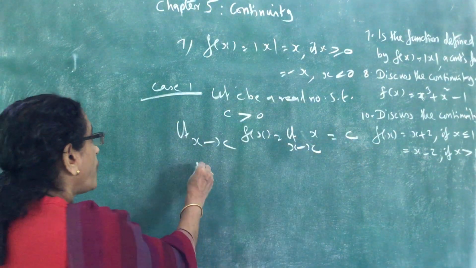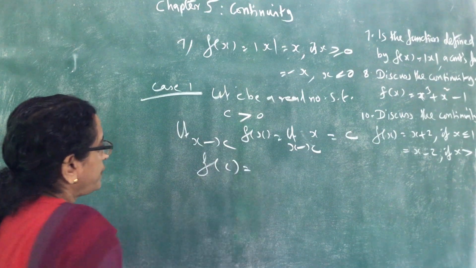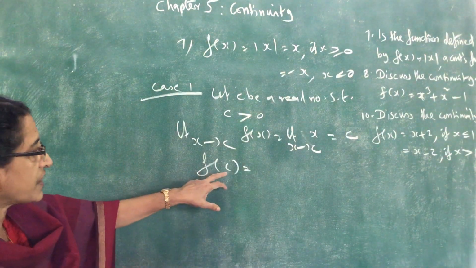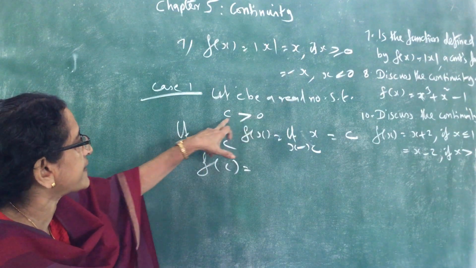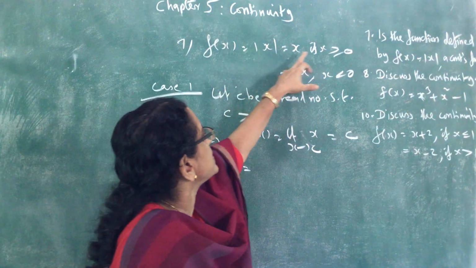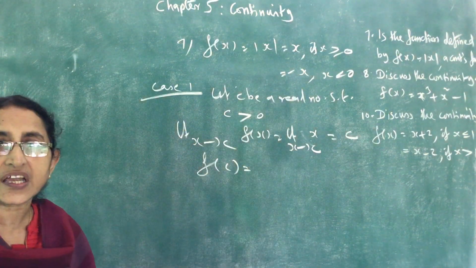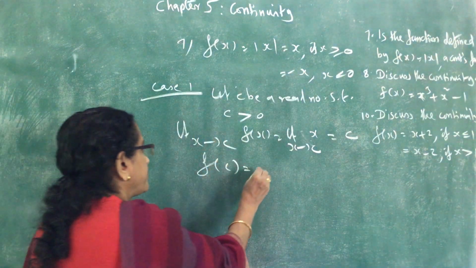Now we want to find f of c. f of c means the value of the function f of x when x equals c. Here we know c is a number which is greater than 0. So what is f of x when x is greater than 0? f of x equals x. So what is f of c? It is c itself, c.